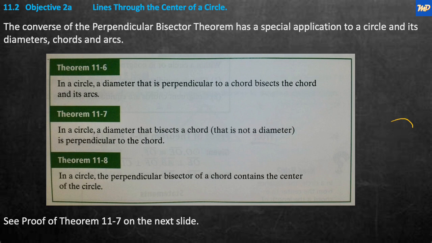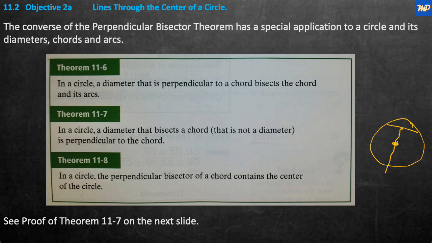If I have a circle like this, not a very good circle, however, here's my chord, and here's the center of the circle. You've got a perpendicular bisector. This runs right through and contains the center. So that's what they're basically trying to tell you here.